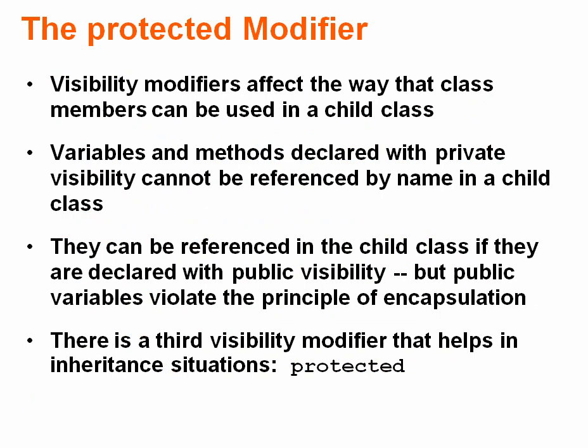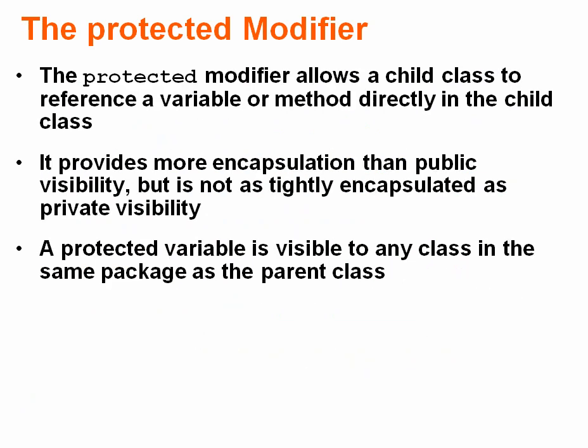And there is a third visibility modifier that helps in inheritance situations. The protected modifier allows a child class to reference a variable or method directly in the child class. It provides more encapsulation than public visibility, but is not as tightly encapsulated as private visibility. A protected variable is visible to any class in the same package as the parent class.